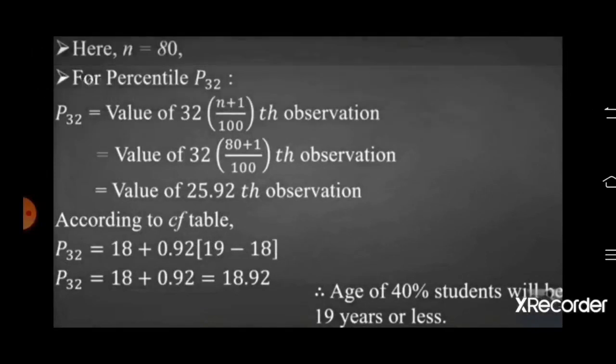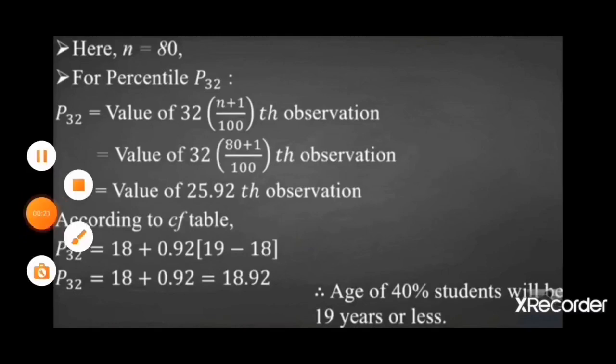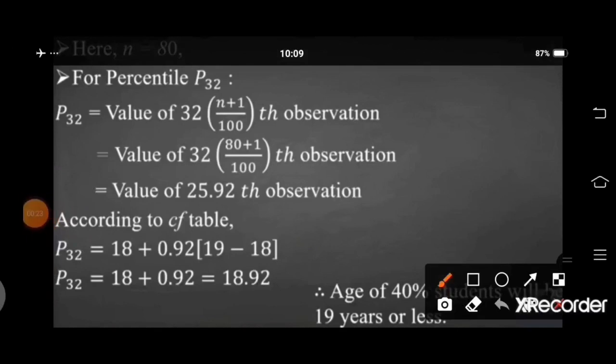Then find P32. P32 formula would be: first write down 32, then percentile is here, and discrete frequency is there, so we will write down here (n plus 1), then percentile, so we will divide by 100. 32 times (80 plus 1) upon 100, we will get 25.92th observation according to the CF table.